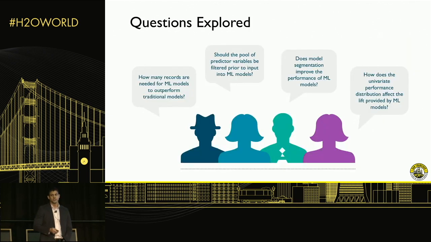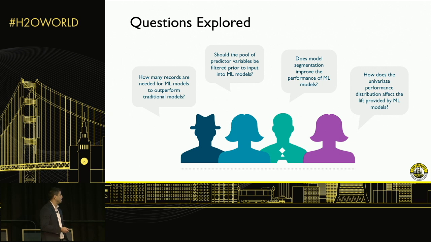So what are the actual questions we explored in this research? These are 4 of them. We explored other questions as well, but these are the basic 4 I'm going to present today. How many records do you need for ML models to outperform traditional models? Usually we say more. What exactly is that number? And what do we say to clients when they ask?